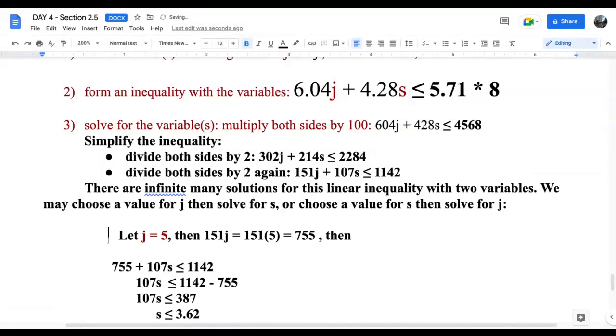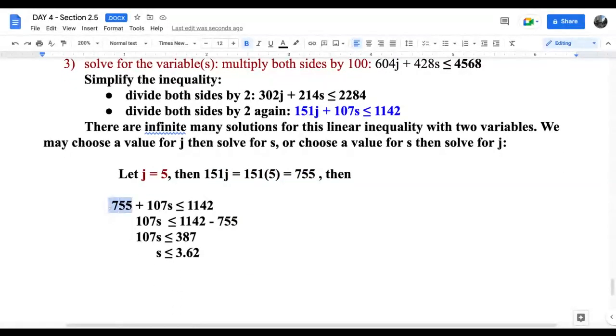Okay, so let's see j. Let j be 5, right? We can choose any convenient number. If j is 5, we use this inequality, or you could work with the beginning one by using calculators. Let j be 5. We work with this one. Let me use blue color. 151j equals 151 times 5, which is 755. So that means 755 plus 107s is less than or equal to 1142. We subtract 755 on both sides, then divide both sides by 107 using a calculator. So s is less than or equal to 3.62.